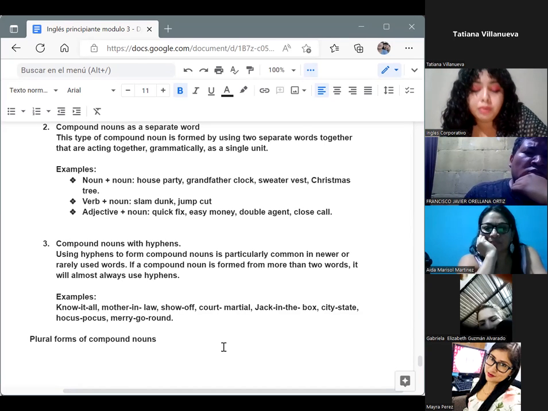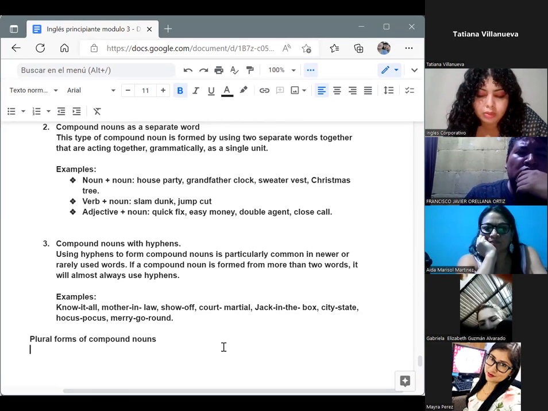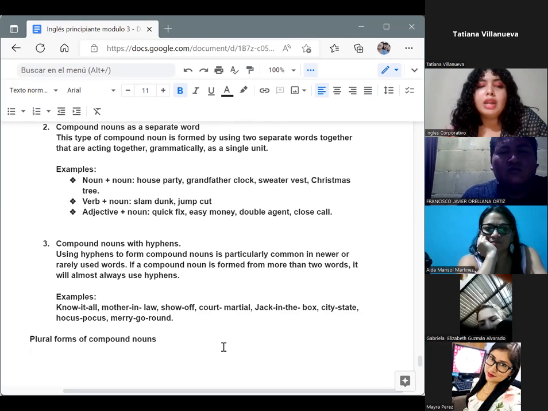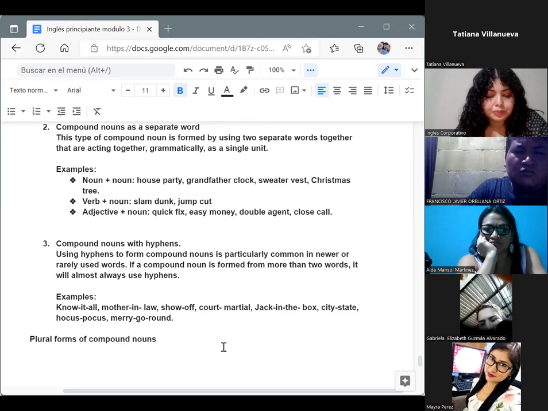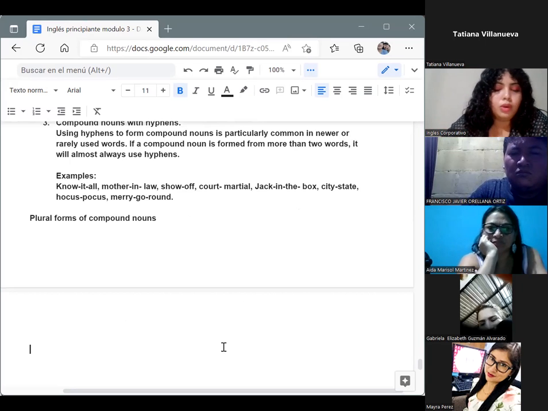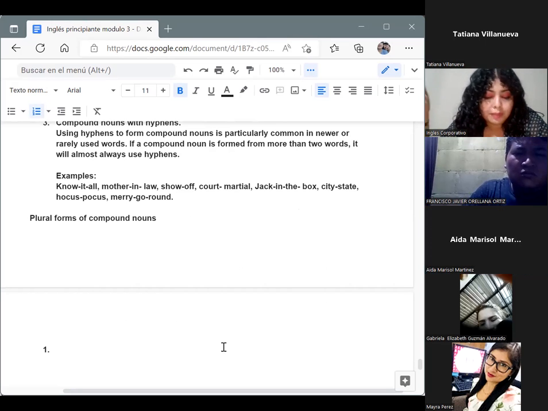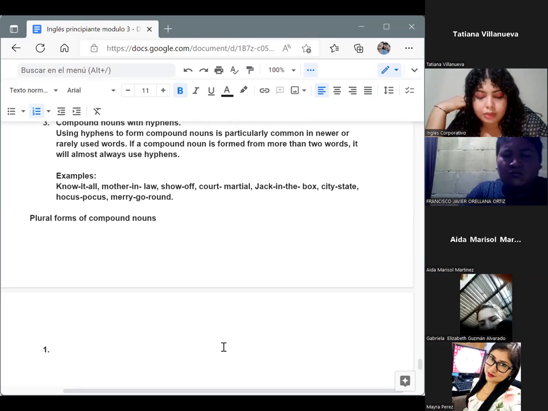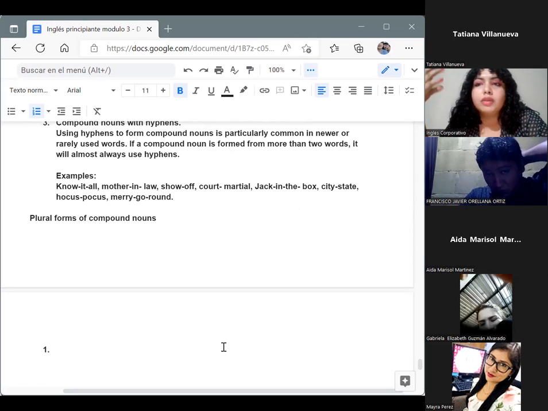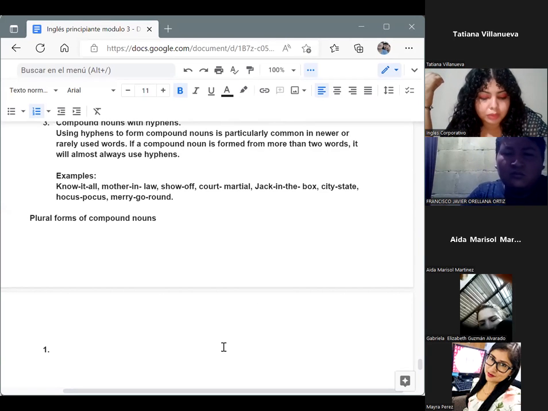We have some different rules about how to make compound nouns into plural nouns, depending on which of the three types you are dealing with. En este caso, para transformarlos en plurales, tenemos diferentes reglas dependiendo de cuál de los tres tipos estamos utilizando. If we have number one, there are plurals of single words. This type of compound nouns is the most likely to follow the rules of plural nouns, and you can take a look at different words and examples.